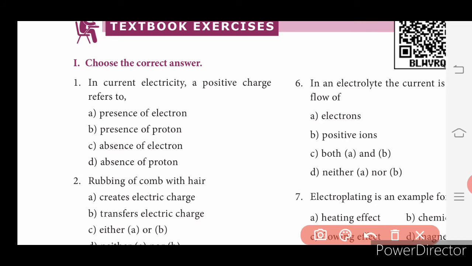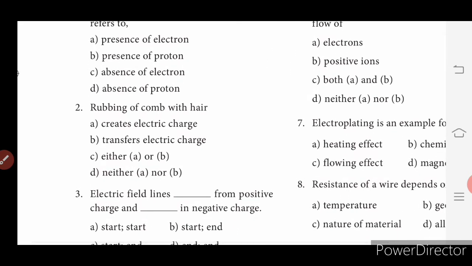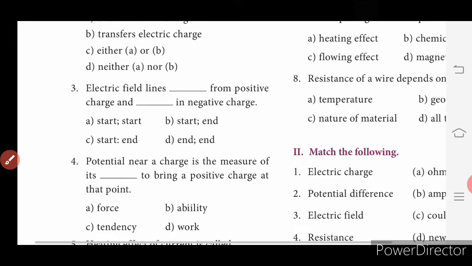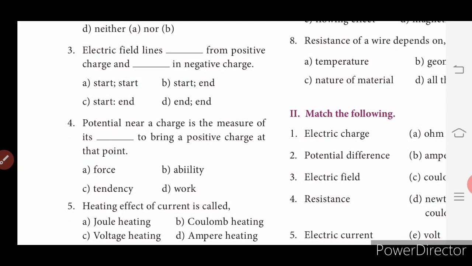Choose the correct answer. In current electricity, a positive charge refers to absence of electron. Rubbing a comb with the hair creates transfer of electric charge. Then the third one, electric field lines from positive charge end in dash in negative charge. Two answers are given, B and C. Whatever answer you want, you can take.